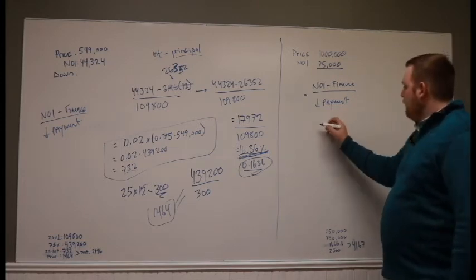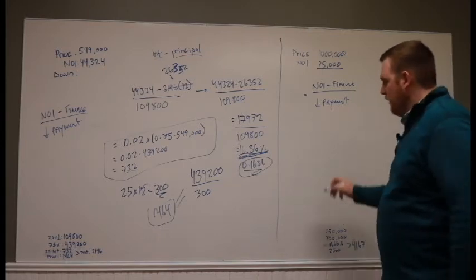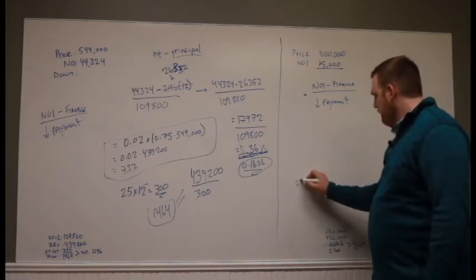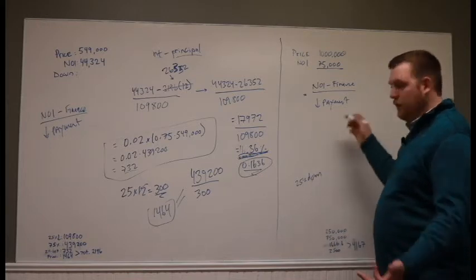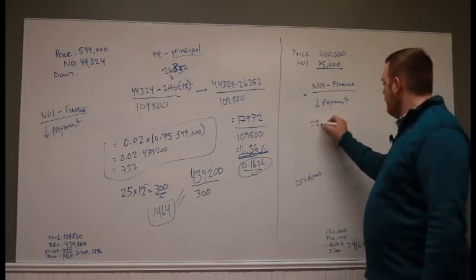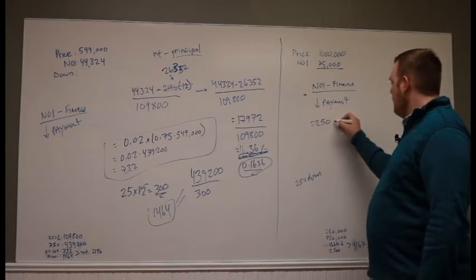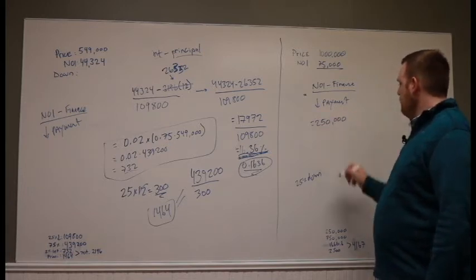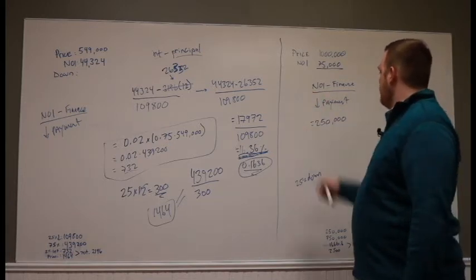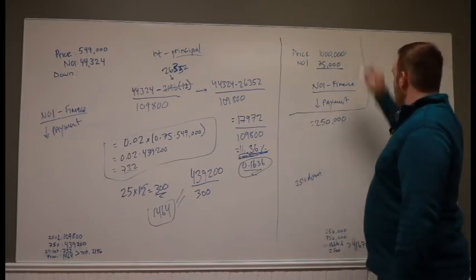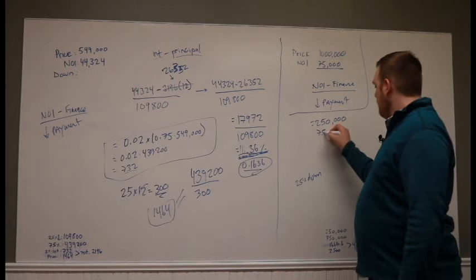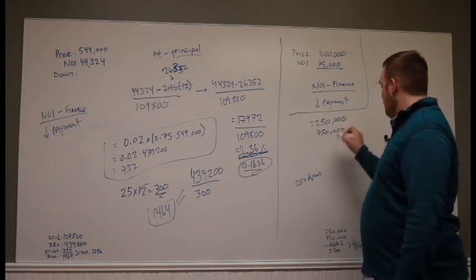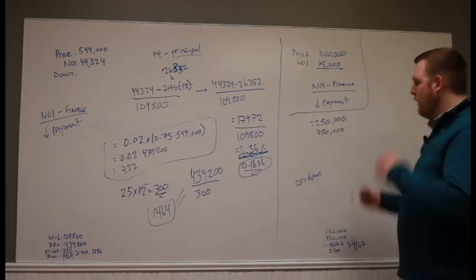Okay, so if we're doing 25%, we'll do the same as before. If we're doing 25% down, that means we can do the math very easily. We have a $250,000 down payment. $250,000 down means $750,000 is financed. Okay, so again, just two parts.